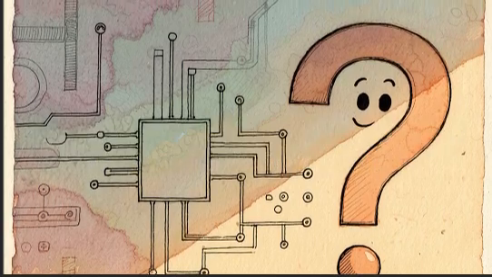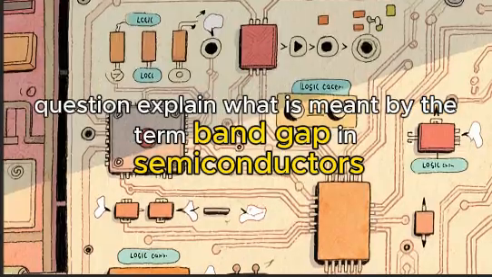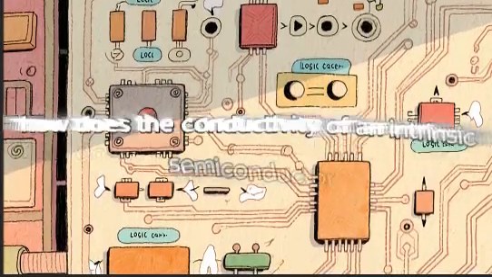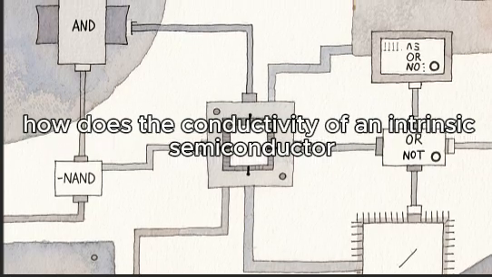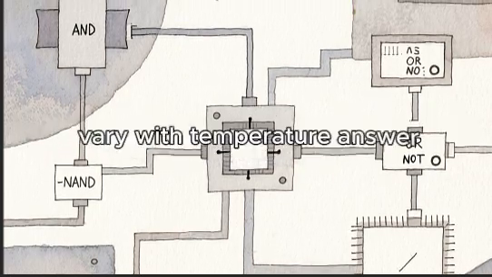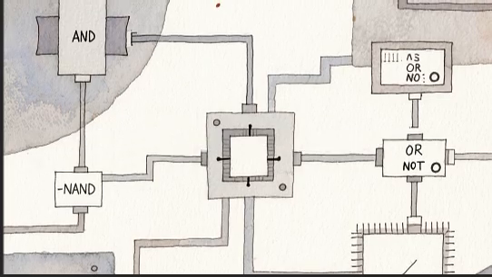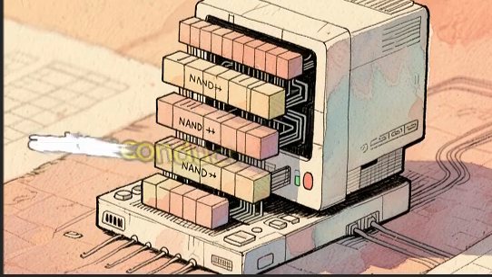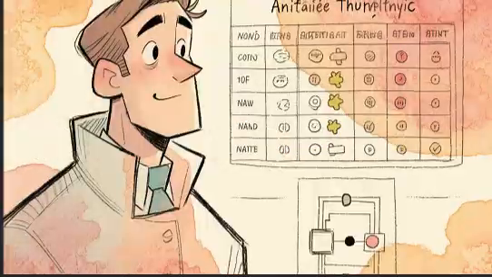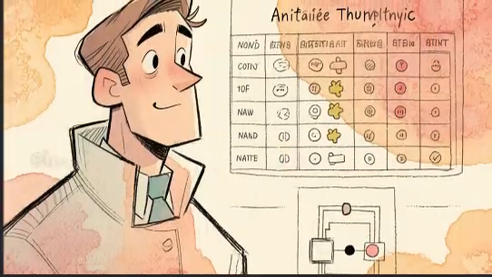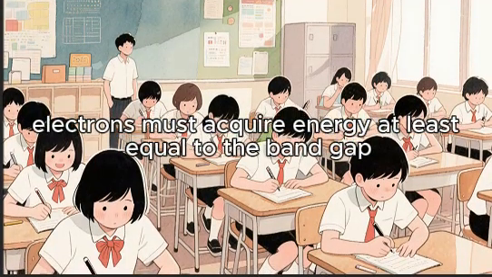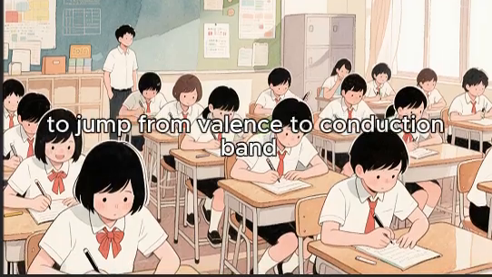8. Question. Explain what is meant by the term band gap in semiconductors. How does the conductivity of an intrinsic semiconductor vary with temperature? Answer: the band gap is the energy difference between the valence band and the conduction band in a solid. In semiconductors, electrons must acquire energy at least equal to the band gap to jump from valence to conduction band and conduct electricity.